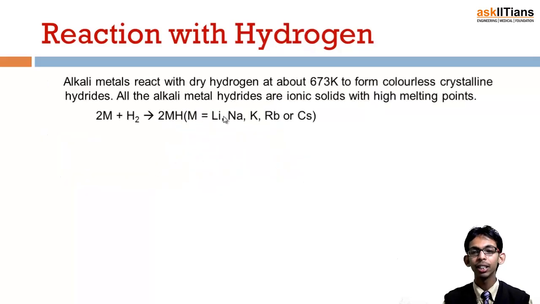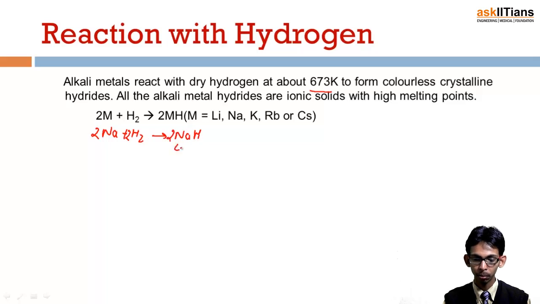Next is reaction with hydrogen. Alkali metals react with dry hydrogen, that means hydrogen which is free from moisture, at about 673 Kelvin to form colorless crystalline hydrides, that means they are solid. All the alkali metal hydrides are ionic solids with high melting points, and this is the general reaction. That means if sodium reacts with hydrogen, the reaction would be 2Na + H2, and it will form 2NaH.